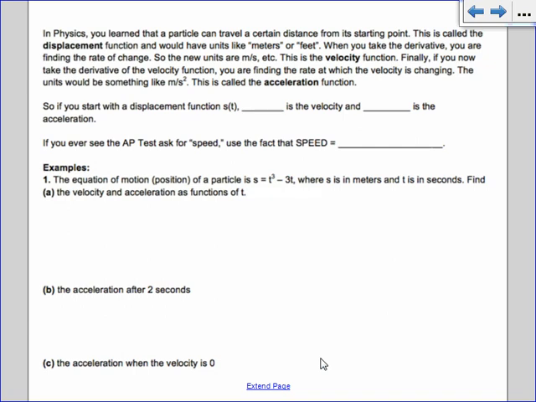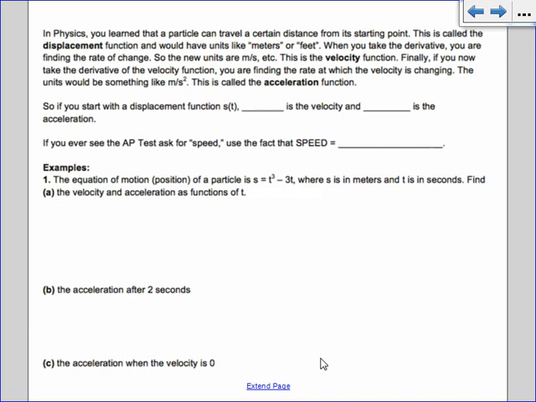So the first thing we're going to start with is displacement. Okay, this is often called the position function. It's telling you where you're located. And the units are often meters, feet, miles, things like that. Okay, if you take the derivative of something, you're taking a rate of change. So when you take a derivative, what you're doing is like feet per second, meters per second, miles per hour. Does that make sense? So if I take the derivative of the position function or displacement function, I get velocity.